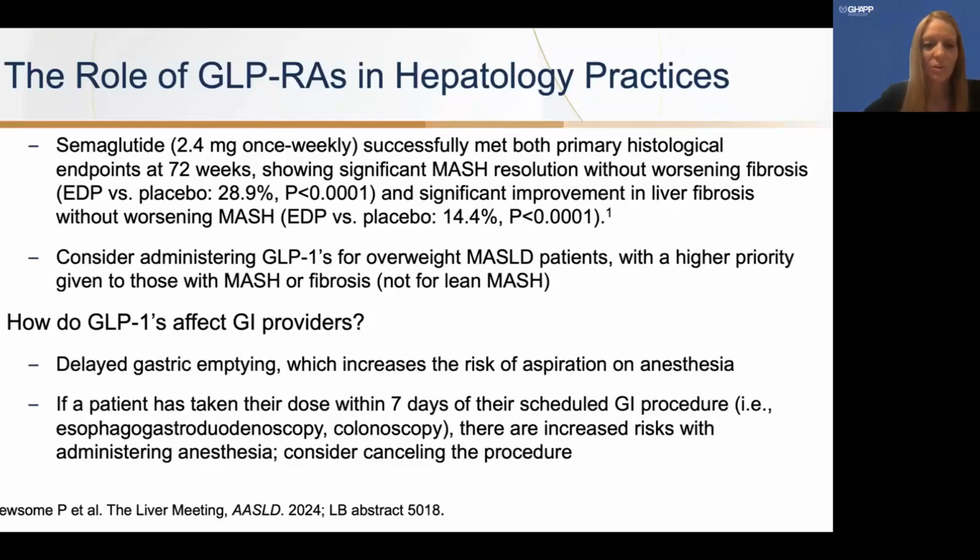As GI providers, we know that there are a lot of GI-related side effects to the GLP-1s, and one of those specifically is delayed gastric emptying, which then can increase the risk of aspiration when they are undergoing anesthesia. So it's generally recommended that GLP-1s be held for 7 days prior to a GI procedure, such as an EGD or a colonoscopy, because of that increased risk of aspiration. If a patient has taken their dose within that 7-day time frame, it is recommended that they cancel and reschedule their procedure.